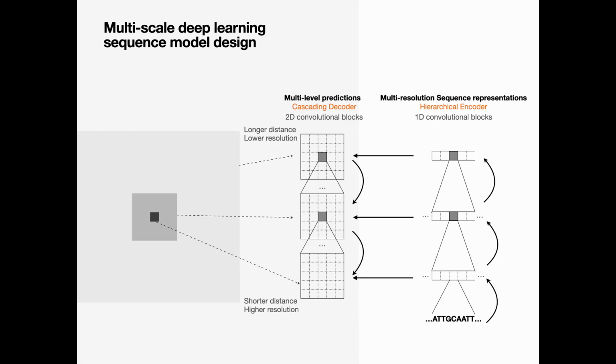The information flow in this model goes from the bottom-up order for generating sequence representations starting from the raw sequence, and it follows a top-down order for generating predictions starting from the largest spatial scale. The entire model is built with custom convolutional network architectures.